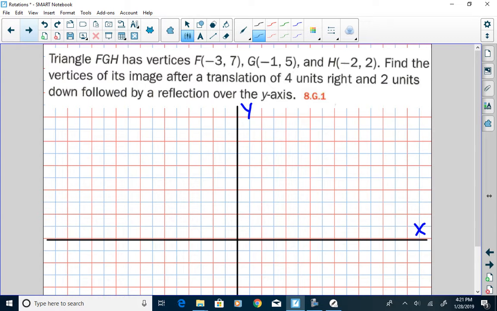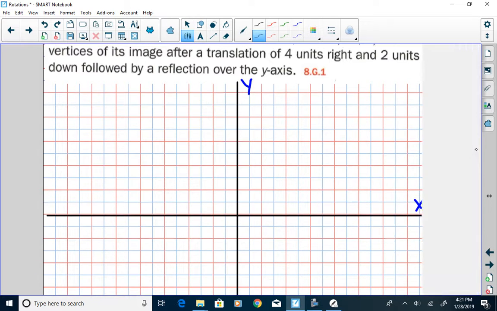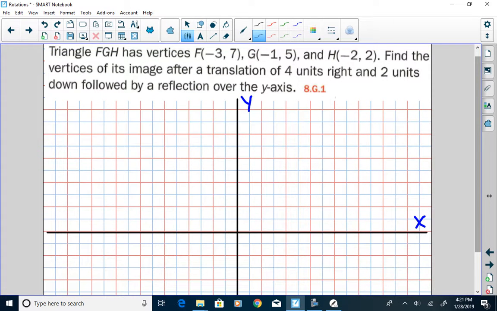This one is another multiple transformation. We have a triangle with vertices. We want a translation and then a reflection over the y-axis. So we're putting more than one transformation together with these last couple of problems. Let's start. First a translation of 4 units right and 2 units down. That first rule is x comma y goes to x plus 4, and then 2 units down, y minus 2.